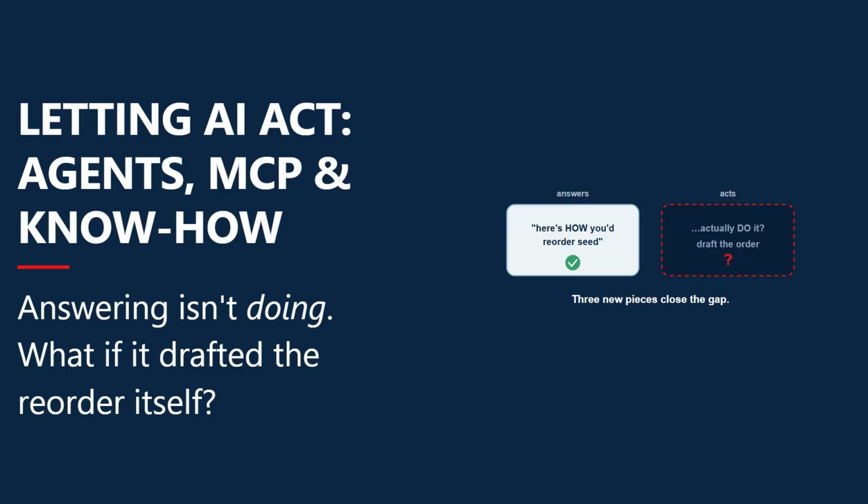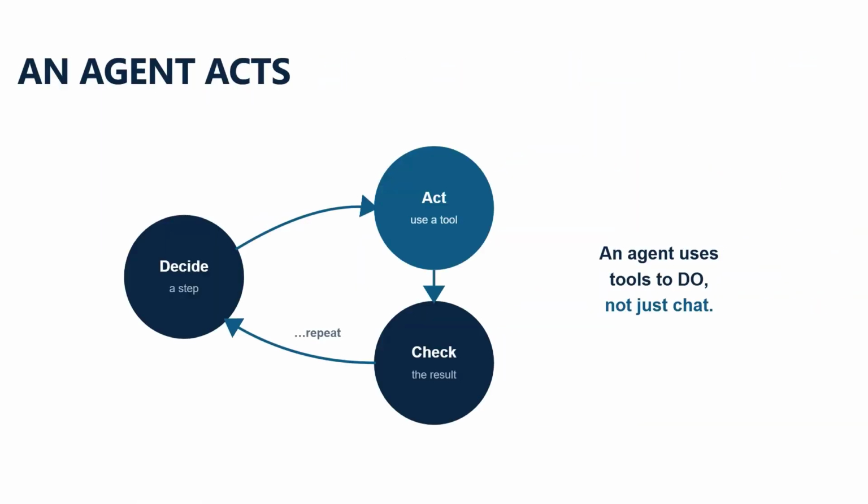Let us meet them. Piece 1, the agent. An agent is a language model that can decide on the steps of a task and use tools to carry them out, not just produce text. Give a plain chatbot a job and it describes it. Give an agent the same job and it works through it. Figure out the first step, use a tool to do it, look at the result, take the next step. That loop, decide, act, check, repeat, is what turns a talker into a doer. The key word is tools. An agent is only as capable as the things you let it reach.